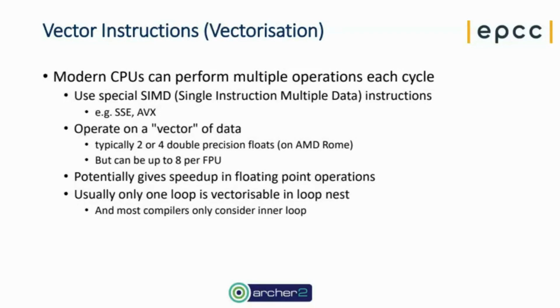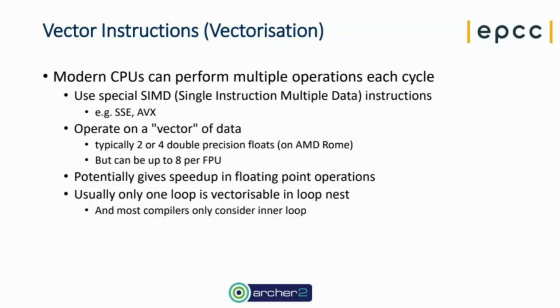So just by way of introduction, modern CPUs can perform multiple arithmetic operations on each cycle, also multiple load and store operations as well. They use special vector or SIMD instructions to do that. There are vector extensions to instruction sets like SSE or AVX, which support this. These typically operate on a vector of data, so maybe 2, 4, or 8 double precision floating point values. And so this can potentially, particularly for floating point operations, enhance performance.